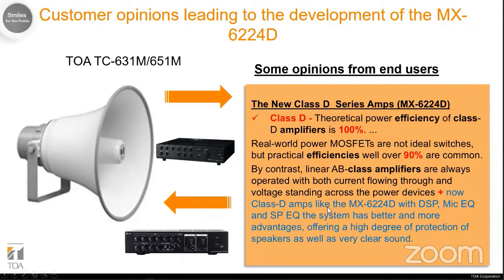The class D amplifiers built into the MX6224D also come with DSP, which is digital signal processing. It comes with mic equalization. It comes with speaker equalization, which is a bonus both for us in technical and for those in sales. Speaker equalization, you will notice in the following PowerPoint presentation what it does. So the system has more advantages, offering a high degree of protection of speakers when the speaker equalization is active, as well as high efficiency, especially in power consumption, because we use what we call switched mode power supplies, and ultimately gives you a very clear sound, which is a bonus.